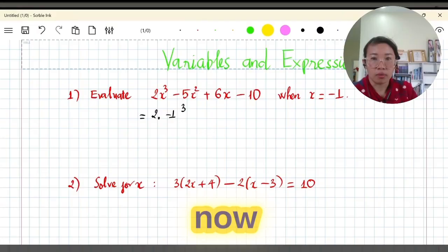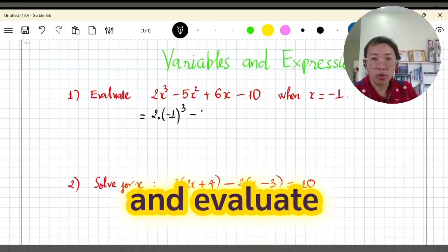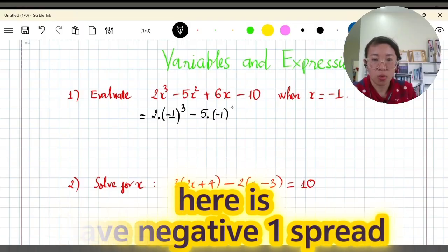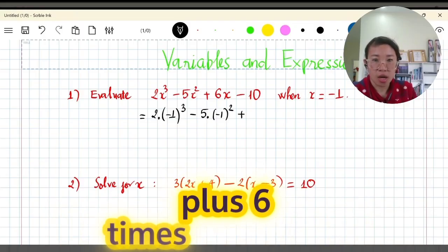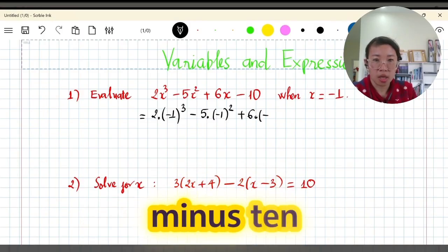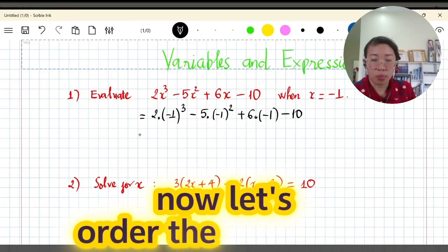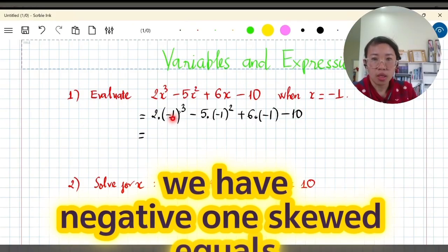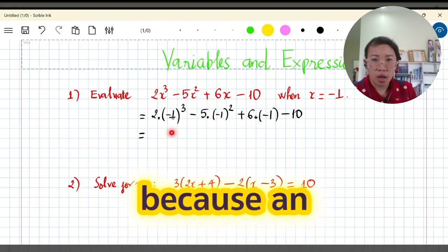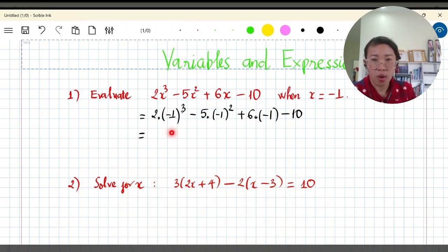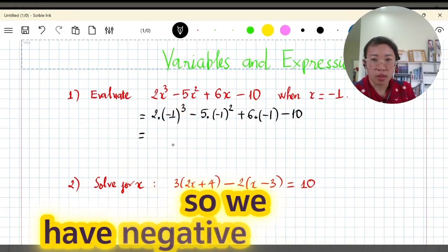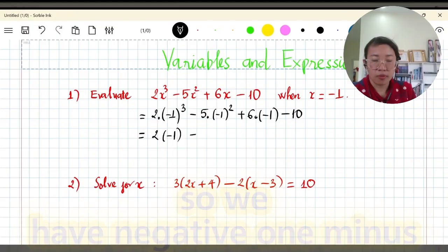Okay. Now, substitute negative 1 here. We have negative 1 squared plus 6 times negative 1 minus 10. Now, let's order the operations we have. Negative 1 cubed equals negative 1 because the power of an odd number is always negative, so we have negative 1 minus 5 times.